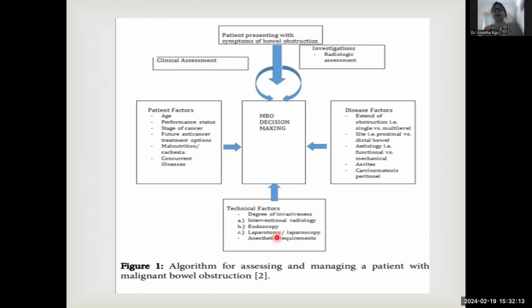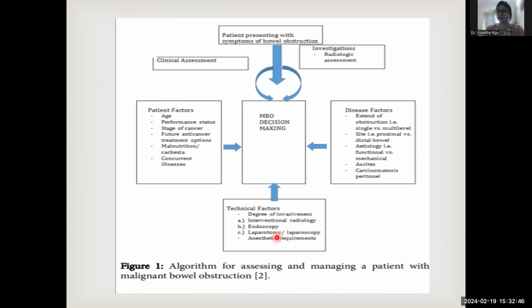And again, when it comes to malignant bowel obstruction, it is because of cancer that the bowel is completely obstructed there. Then the point is, does the patient have to go for a surgery? Do you refer the patient to a surgical oncologist so that the obstructing part can be cut and the other parts can be fused, which we call anastomosis? So these are some factors.